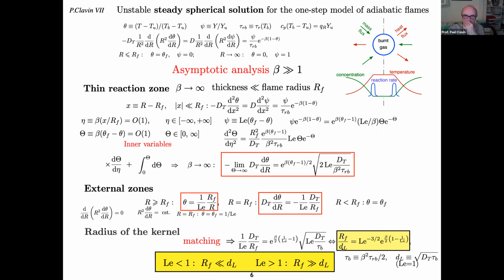Dl is indeed the laminar flame thickness, the planar flame thickness of the planar flame for Lewis equal 1. Okay, this is a reference length that is well defined, and tau b is defined as before, and so on. So now the results are the following. When the Lewis number is smaller than unity, this radius is smaller than the planar flame thickness, and in the opposite case, it is larger.